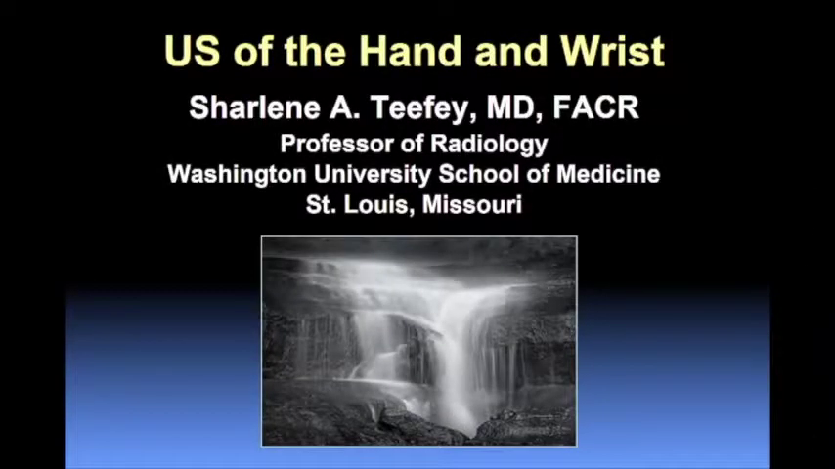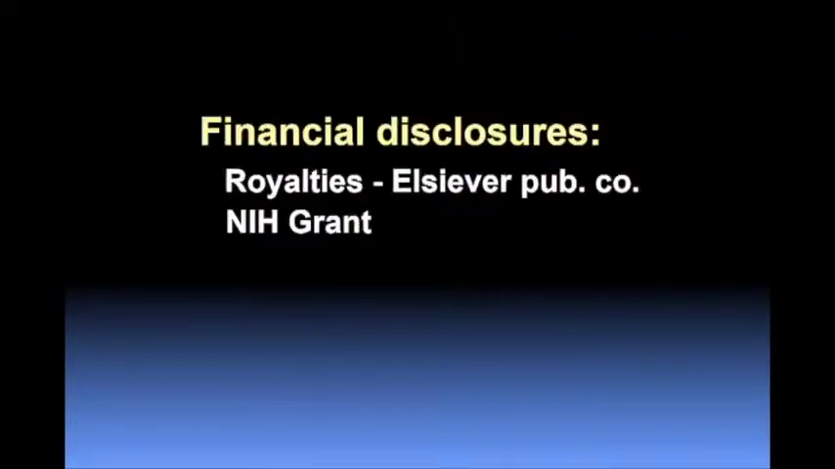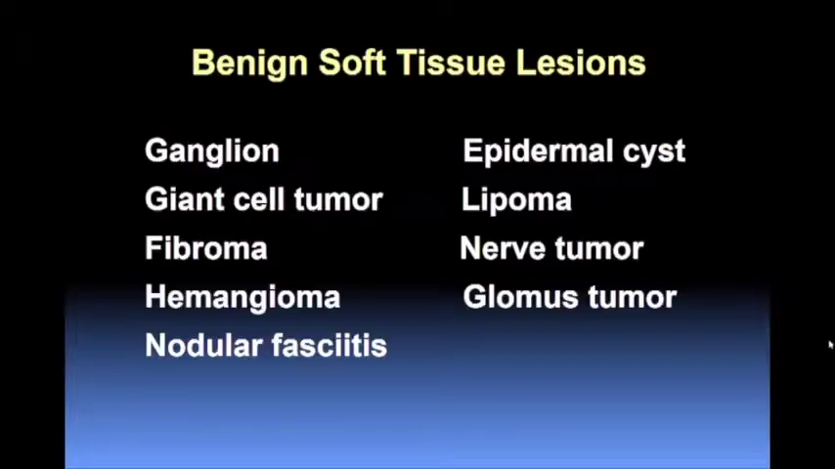So basically, in the next 30 minutes, I'm going to just cover ultrasound of the hand and wrist, and that largely implies we're going to be talking a lot about lumps and bumps. So there are several different types of soft tissue lesions. I use the word lesions because not all of these are tumors.